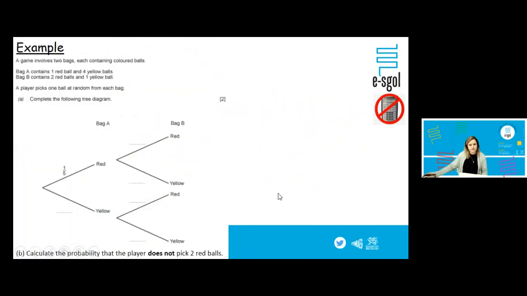I'm going to move on now to this question here. This question is talking about not picking certain balls. So we're going to look at a quicker method of doing this. Using the information first of all, a game involves 2 bags, each containing coloured balls. Bag A has 1 red ball and 4 yellow balls. So you can see on the diagram they've labelled 1/5. That has come from 1 being red out of the 5 in total that you had in that bag, which leaves you with 4/5 for our yellow.